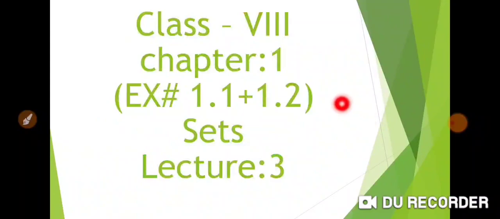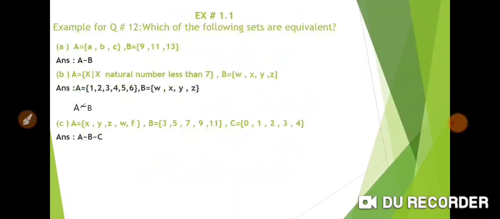Here we have chapter number 1, set, and we are going to take exercise 1.1 and 1.2, some questions from 1.1 and some from 1.2, and this is our lecture number 3. Here in exercise number 1.1, we start from question number 12.